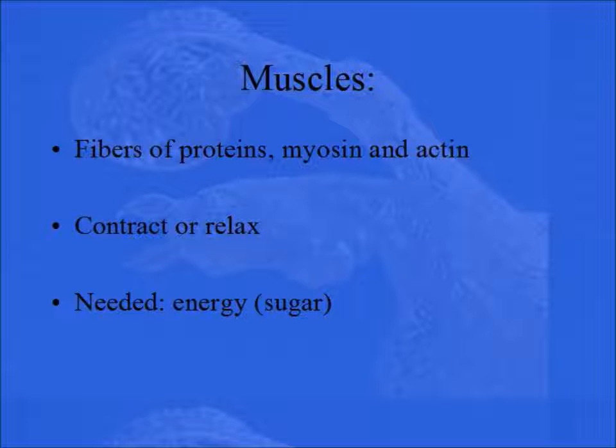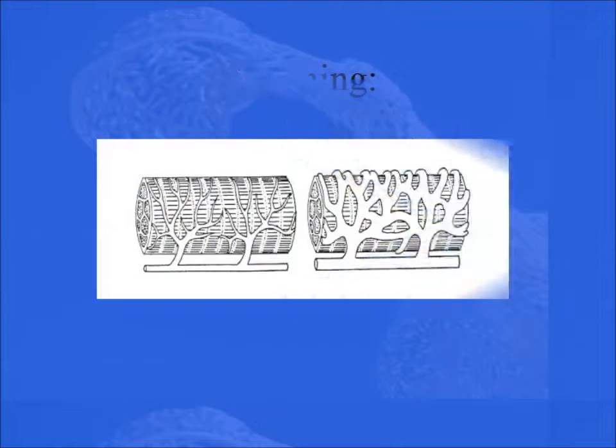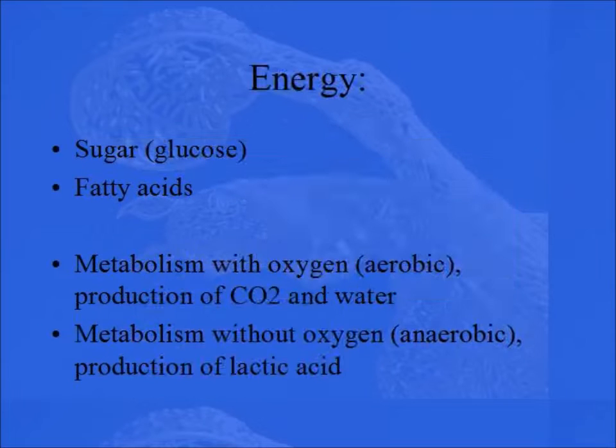When we start training a horse, more cells become active, so we have a more active tissue. We also get that the muscles get better oxygenation. And this picture shows you that. On the left, small blood vessels, and at the right, bigger vessels after training.